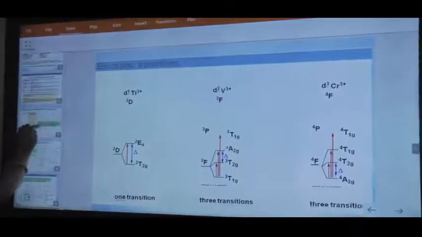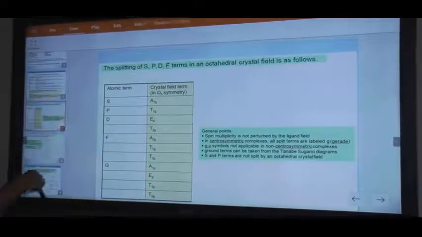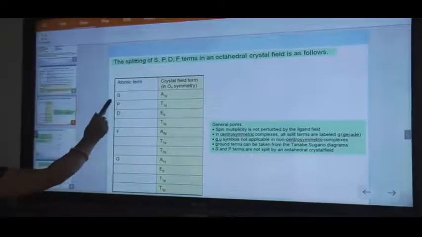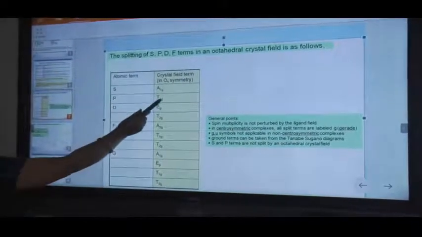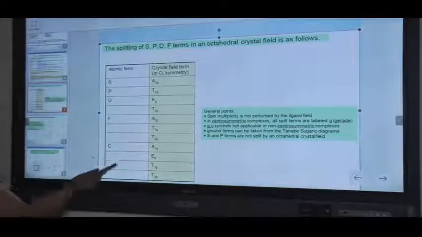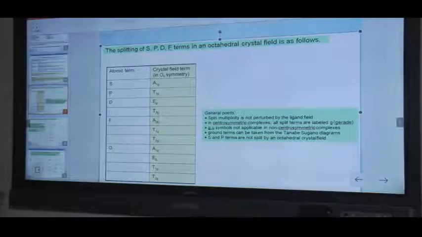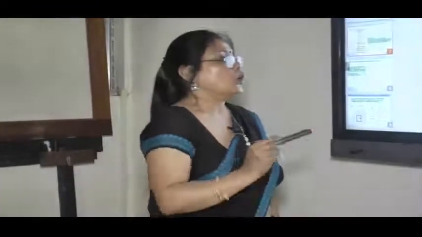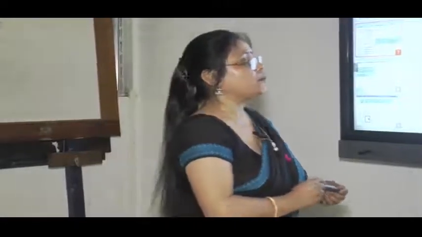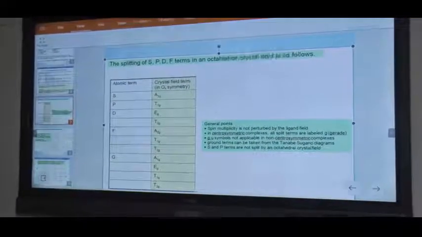What we have to study specifically here is the splitting of the terms. The s orbital does not split, the p orbital does not split, the d orbital gives us 2 levels, f orbitals give us 3 levels, and g orbitals give us 4 different levels. Out of these, for a particular configuration, one will be at the lowest level, and from that there will be transition. Now, one thing we have to remember all the time is that spin multiplicity is not perturbed by the ligand field.